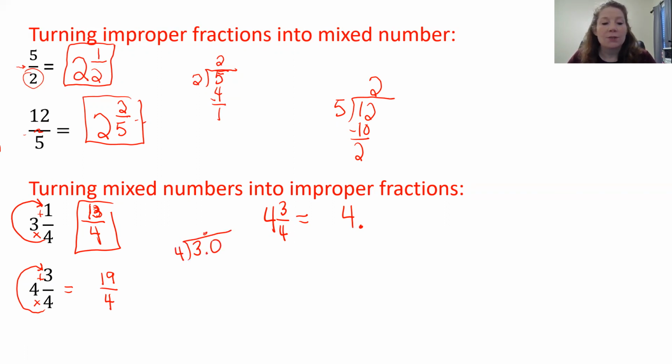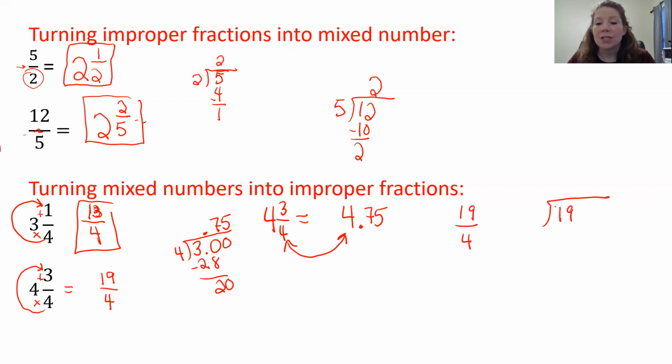Well, 4 won't go into 3, but it'll go into 30, 7 times. When you subtract, you get a remainder of 2, bring down a 0. So 4.75. Now these two numbers are equivalent. And then if I divided 19 by 4, I should get the same answer because all of these are equivalent.